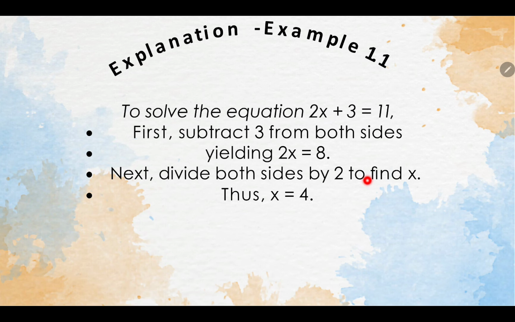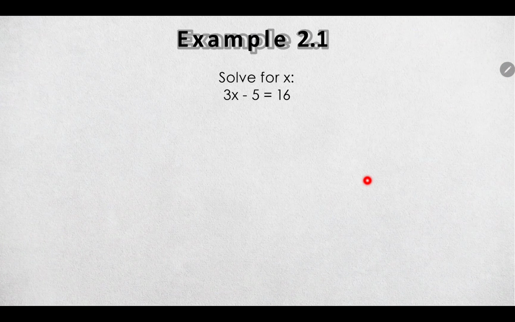Now here's a simplified explanation of example 1.1. To solve the equation 2x plus 3 equals 11, first you subtract 3 from both sides, yielding 2x equals 8. Then you divide both sides by 2 to find x. Thus, x equals 4.